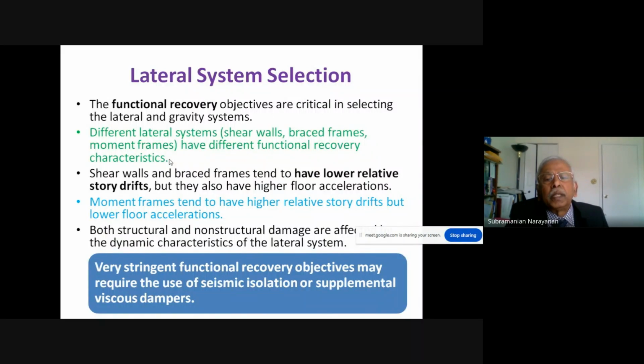The functional recovery objectives are critical in selecting the lateral and gravity systems. Different lateral systems, as you know already, shear walls, braced frames, moment frames, have different functional recovery characteristics. Shear walls and braced frames tend to have lower relative story stiffness, but may have higher floor acceleration. Moment frames tend to have higher relative story stiffness, but lower floor accelerations. Both structural and non-structural damage are affected by the dynamic characteristics of the lateral systems. Very stringent functional recovery objectives may require the use of seismic isolation or supplemental viscous dampers, which we will discuss later.